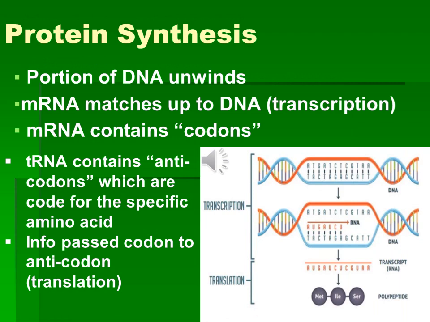So here are those steps again, right? We have the unwinding of the DNA, the matching of mRNA codons, transcription occurring in the nucleus. The transcribed RNA leaves that segment of the DNA and heads for the ribosome. The tRNA is going to contain the anticodons, which give you the specific amino acid. So info is passed from codon to anticodon in translation.